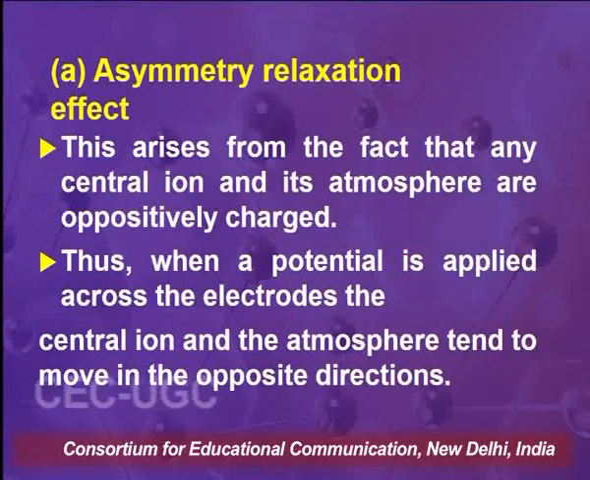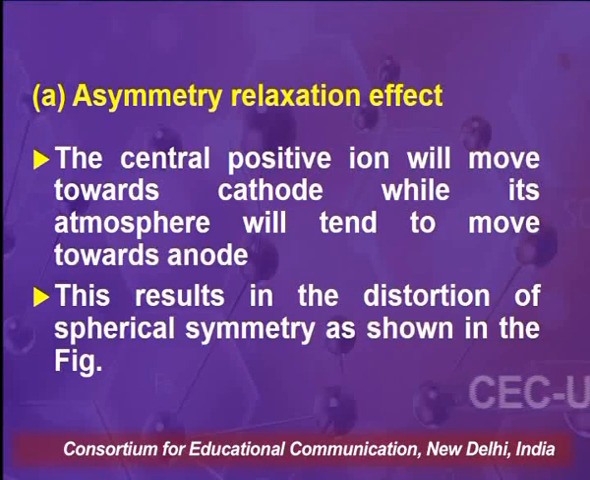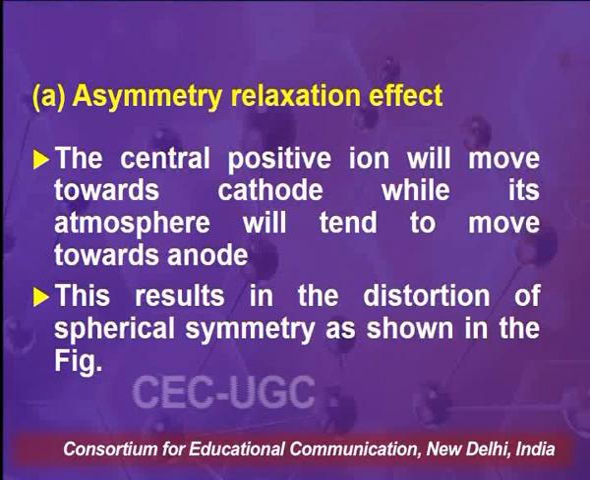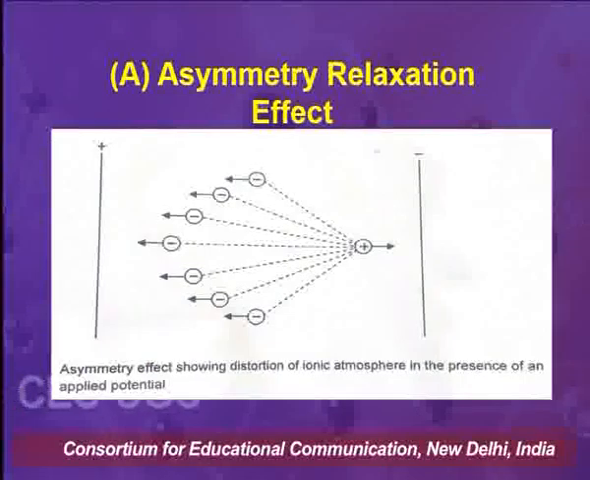The asymmetry relaxation effect arises from the fact that any central ion and its atmosphere are oppositely charged. Thus, when a potential is applied across the electrodes, the central ion and atmosphere tend to move in the opposite directions. The central positive ion will move towards cathode, while its atmosphere will tend to move towards anode. This results in the distortion of spherical symmetry, as is shown in the figure.